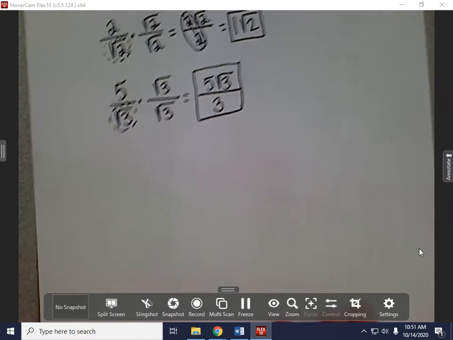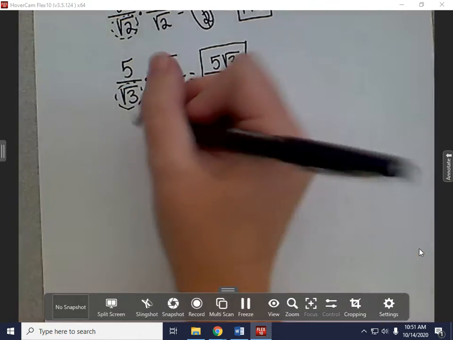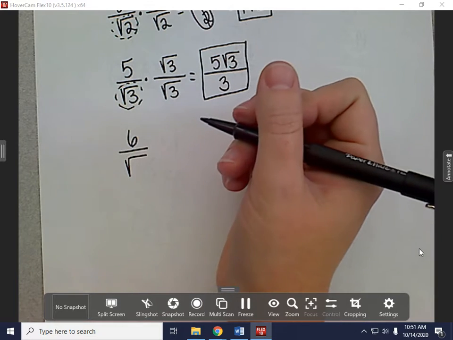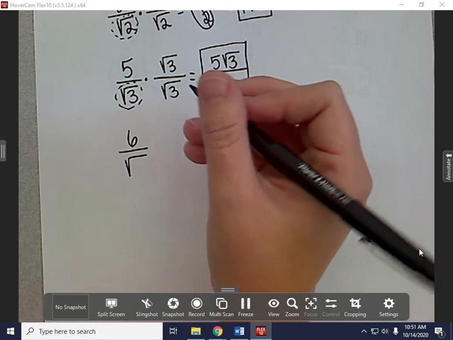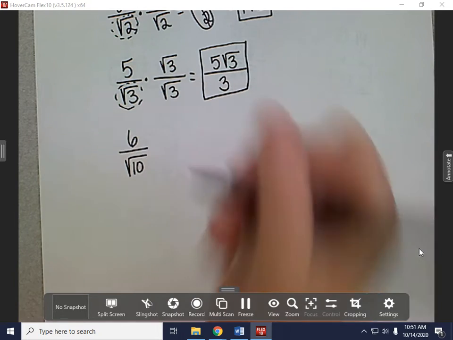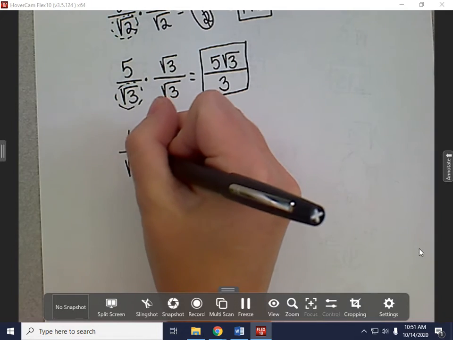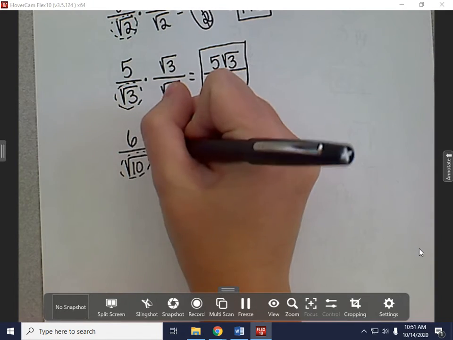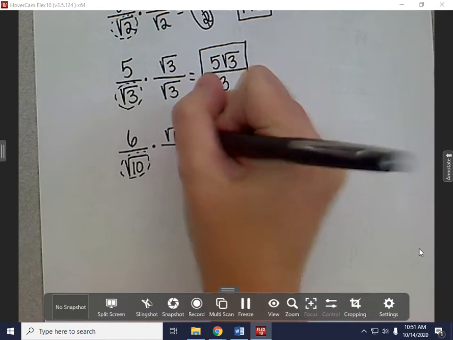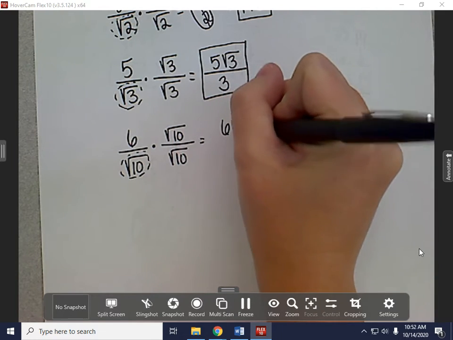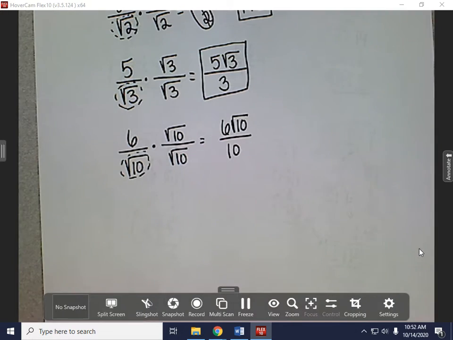So let's try a few more. Same steps, I'm just changing the numbers. How about 6 over the square root of 10? I'm just making something up. So same idea, just change the numbers, take what's in the denominator, multiply by that over itself, go straight across. You get 6 square root of 10 over 10. Okay, so that wasn't terrible once I knew the setup. Please make sure you check your answer and see if you can reduce it.